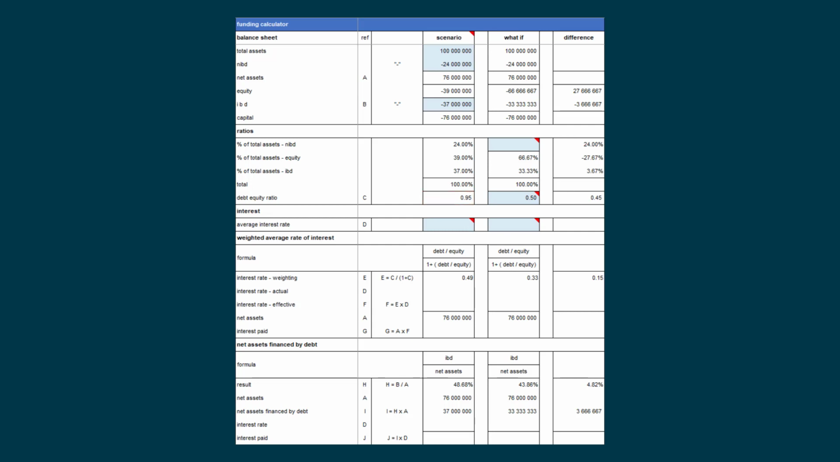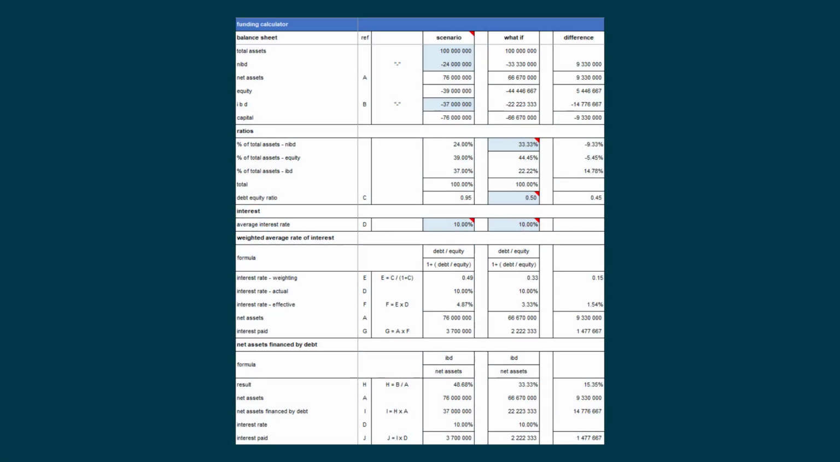Now let's see what happens when we change the structure of the balance sheet to have non-interest-bearing debt at 33.33% and a debt-equity ratio of 0.5. We'll assume that the interest rate of 10% remains for both scenarios.